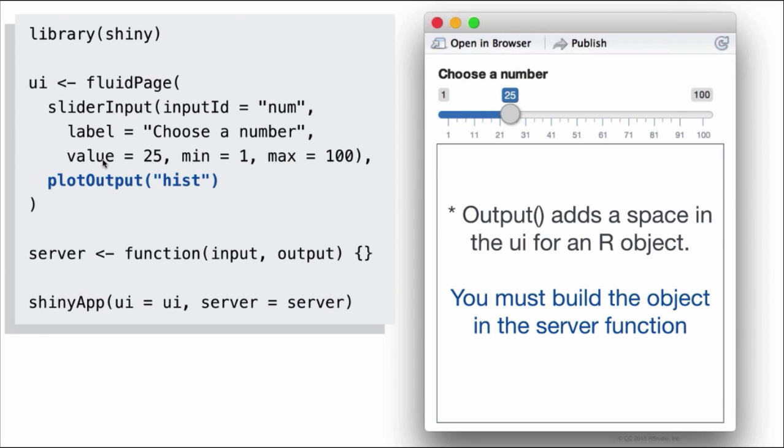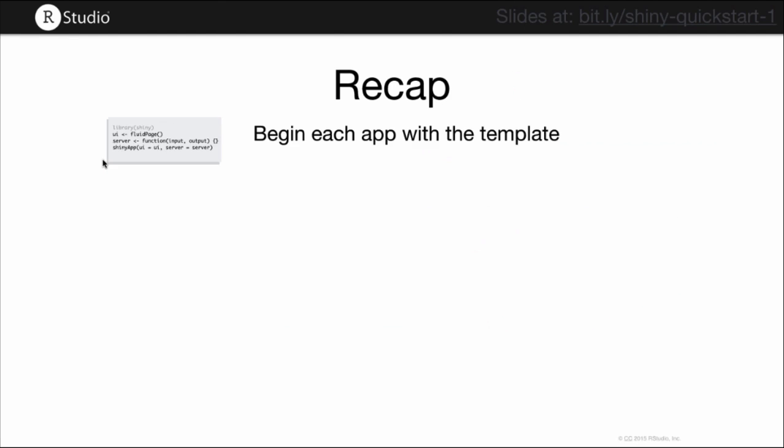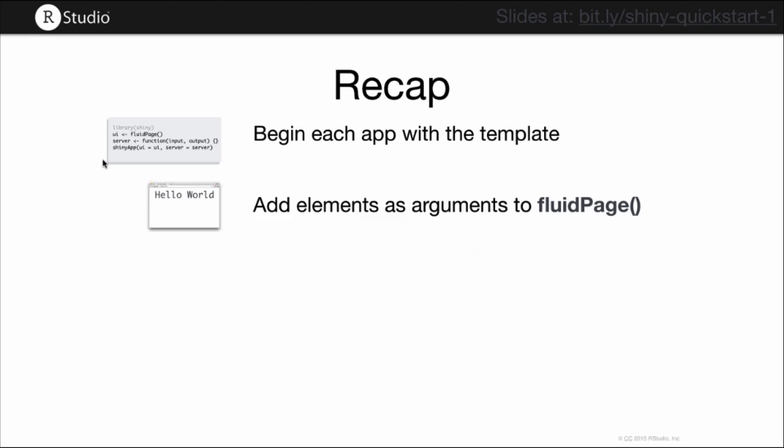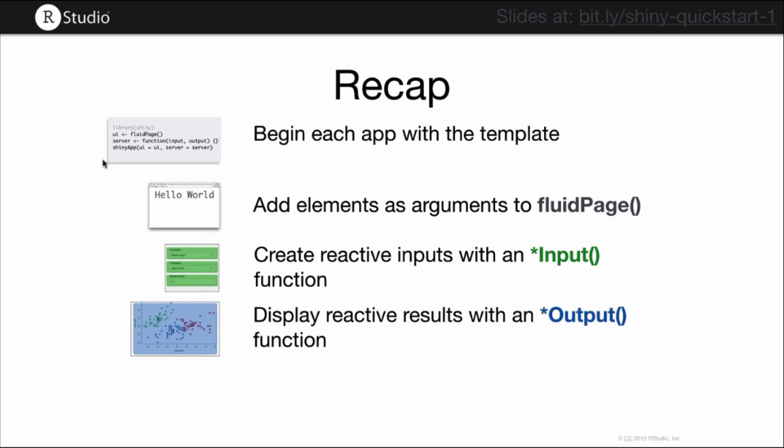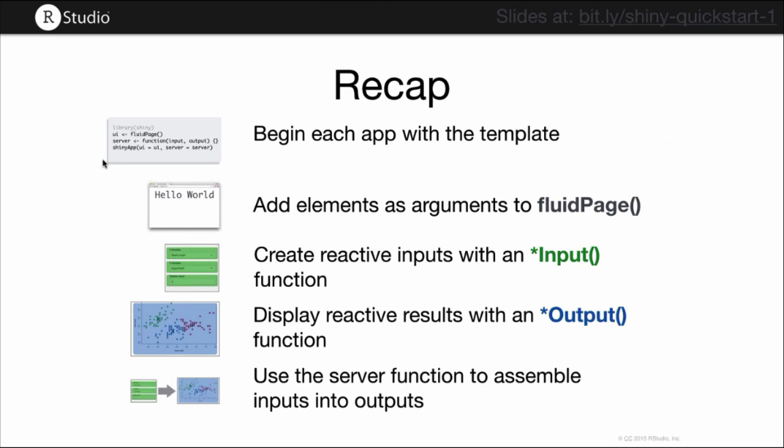But before we look at the server function, let's just recap what we've gone over so far. I recommend that you begin each app with the same template, the template we saw there. You may have seen Shiny apps that don't quite look like that, and I'll talk about that by the end of the slideshow today. But for now, start each app with that template. Second, add elements to your app by passing them as arguments to the fluidPage function. Third, create reactive inputs with an input function. And fourth, create reactive outputs with an output function. And then finally, we're going to use the server function to assemble inputs into outputs. So let's take a look at that.